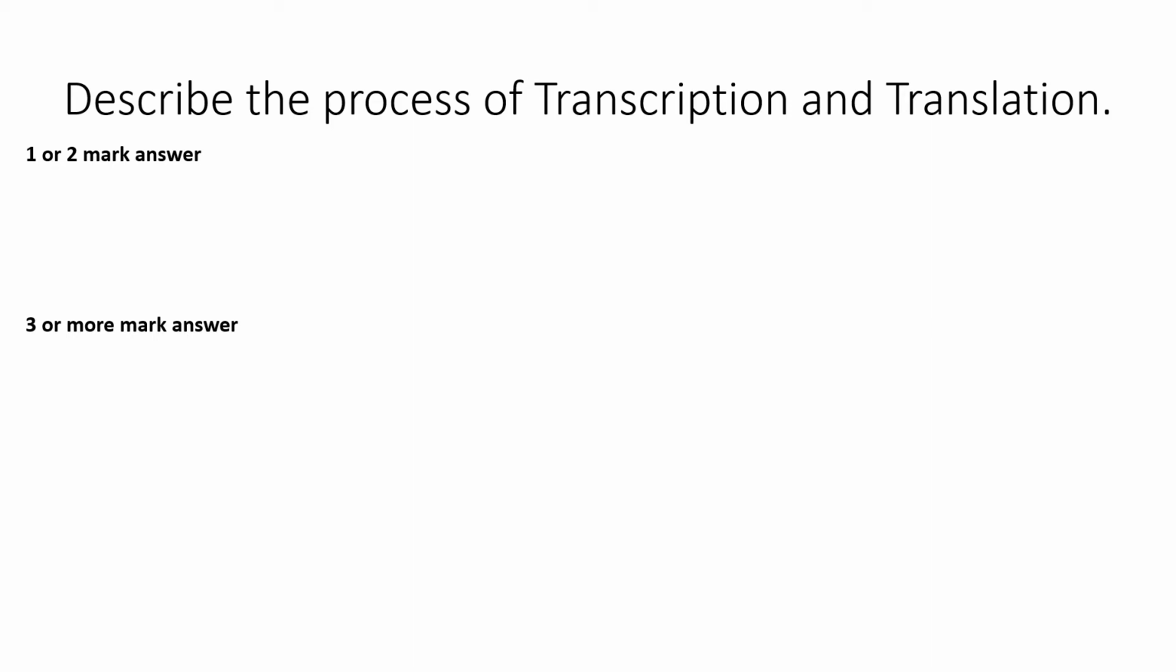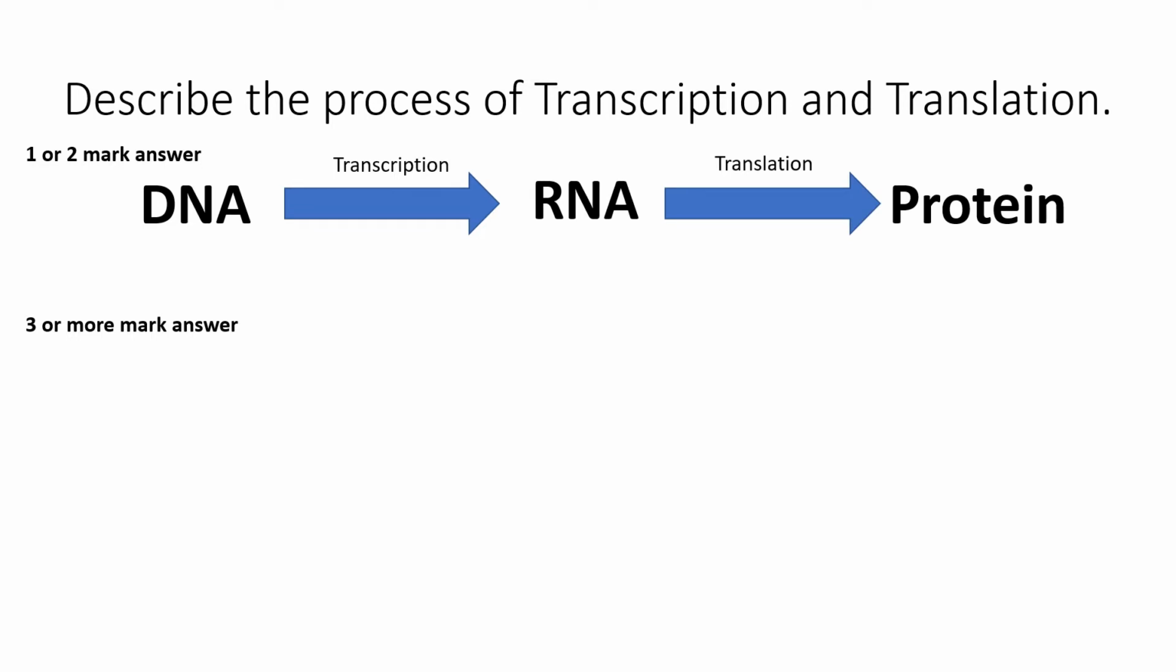Well, in terms of a 1 or 2 marker, you simply have to say something along the lines of transcription is a process of DNA being used as a template for the production of a messenger RNA strand. You can talk about translation is where a messenger RNA strand and transfer RNAs are used to then produce proteins.